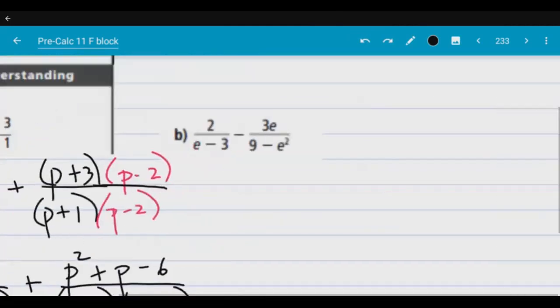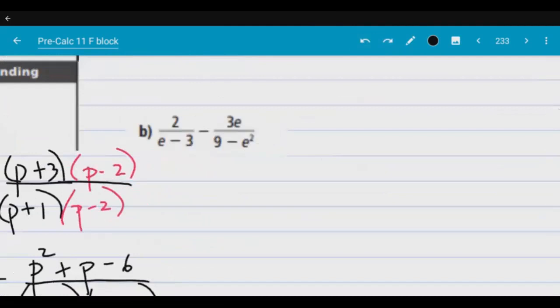So we are going to be simplifying this. Now guys, take a look. Before I even begin, I want you to look at this and this, all right? And in particular, this one. This appears to be the difference of two squares, isn't it? If you were to factor this, that would be 3 minus e times 3 plus e.